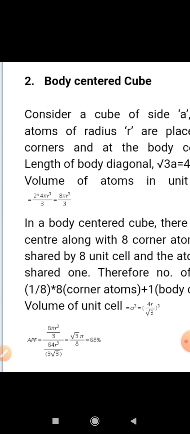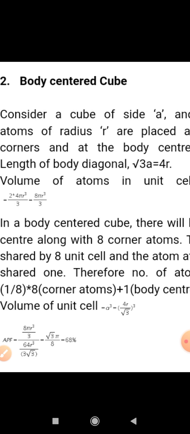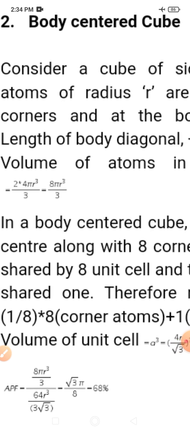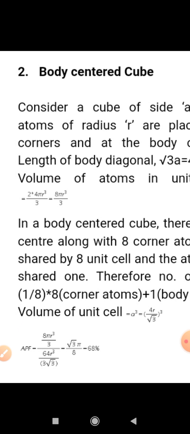And volume of unit cell will be A cube. What is the value of A? 4r upon root 3. So A cube equal to 4r by root 3 whole cube equal to 4 into 4 into 4, that means 64 r cube divided by root 3 cube, which is 3 root 3. By putting these values, PF equal to 8 pi r cube divided by 3 divided by 64 r cube divided by 3 root 3. On solving this, we get root 3 pi upon 8, that is equal to 68%. That means in BCC packing fraction will be 68%.